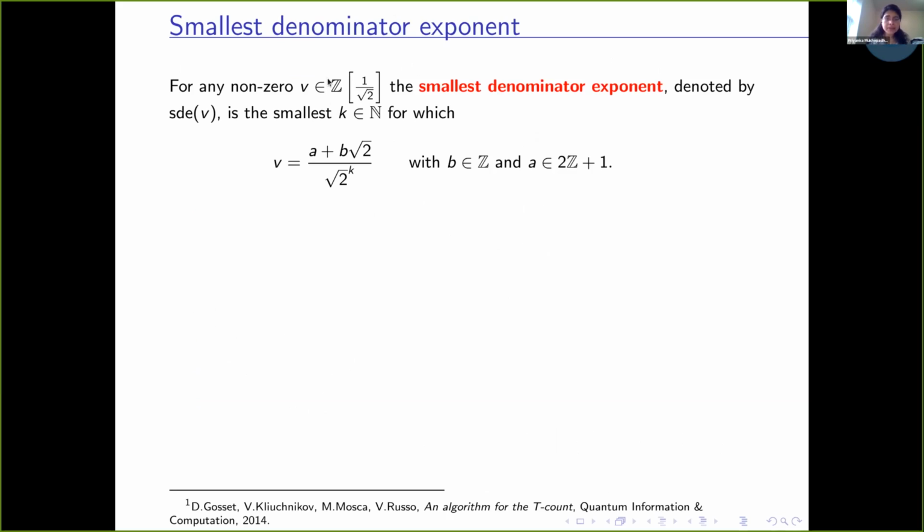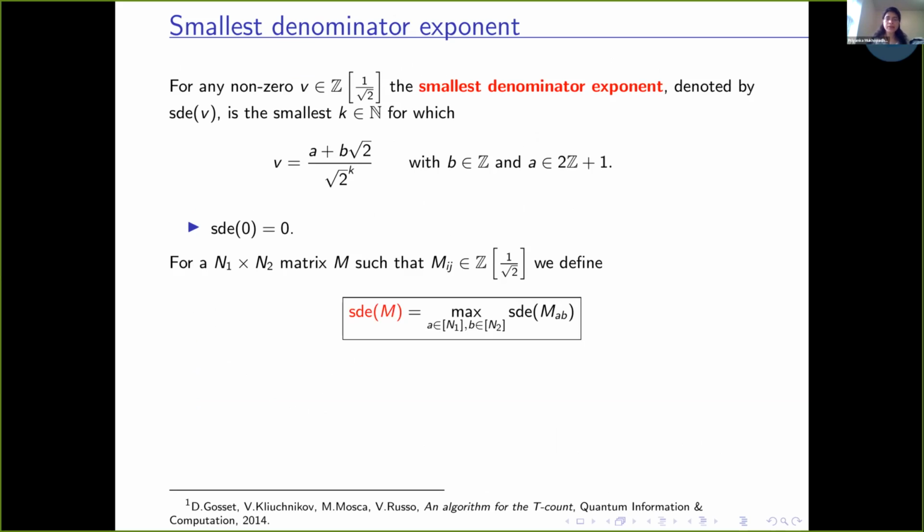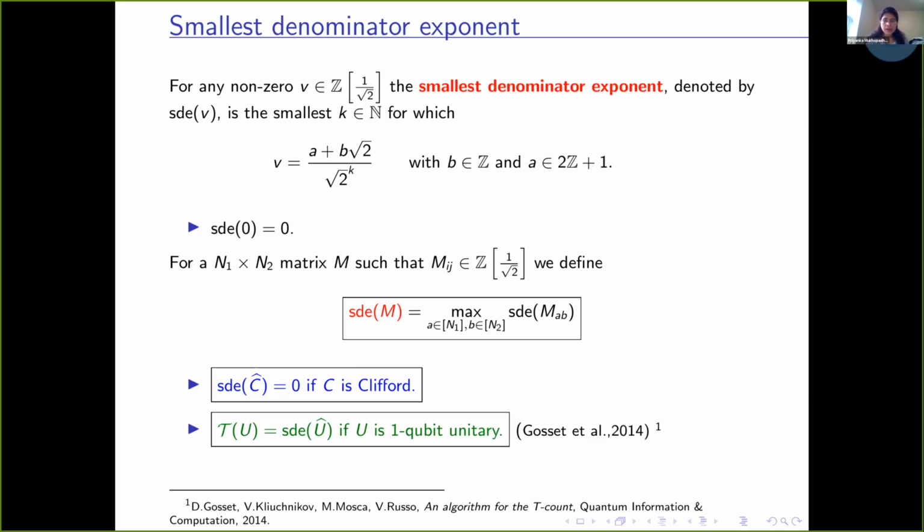Now, for any element in this ring, the smallest denominator exponent is defined as the smallest natural number k such that this element can be written as (a plus b root 2) by (root 2) whole to the power k. The SDE of 0 is 0, and for any matrix, the SDE of the matrix is equal to the maximum of SDE of any of its entries. For a Clifford operator, the SDE is 0, and it has been shown by Gosset, Kliuchnikov, Mosca, and Russo that the T count of a unitary is equal to the SDE of its channel representation. Thus, these two concepts are related.